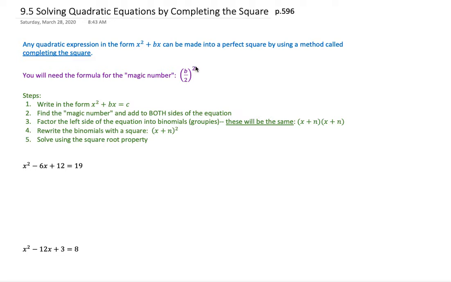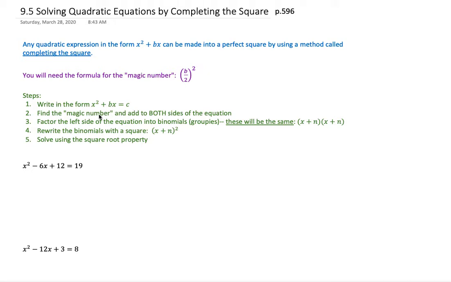A couple things. This is going to always be positive. And this is the magic number that you will add to both sides of your equation. These are the steps, so you might want to write these down. So first you write it into this form with just the x squared plus bx on one side, get everything else to the other side.